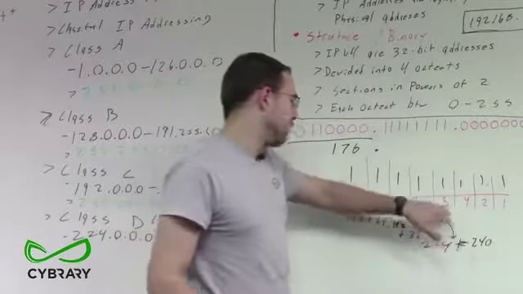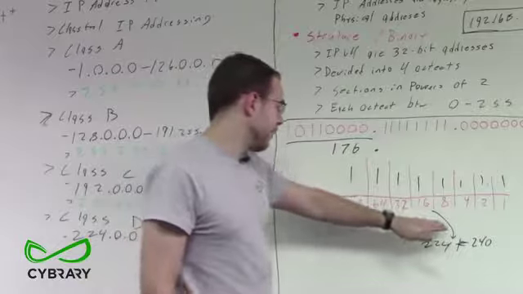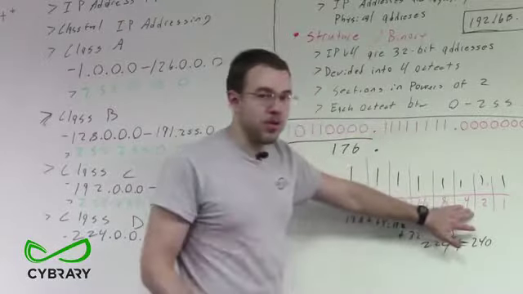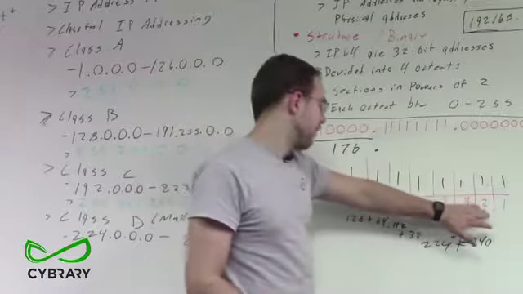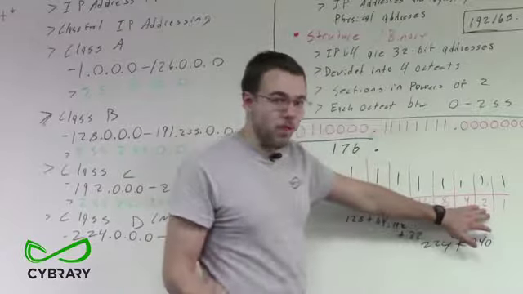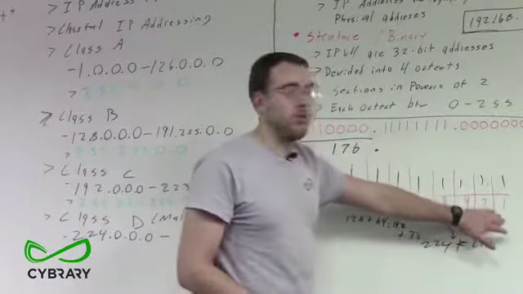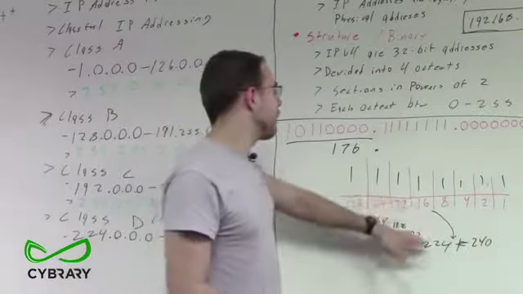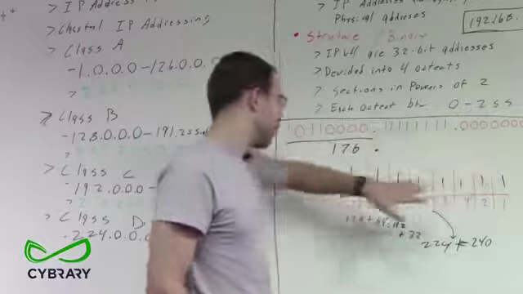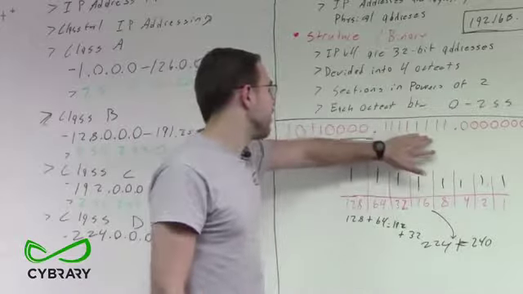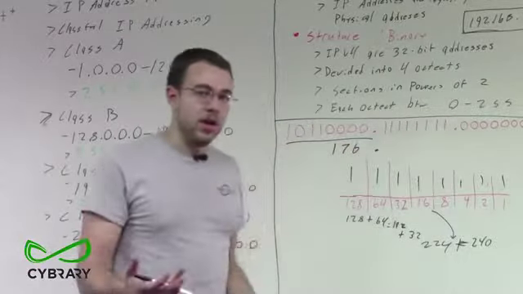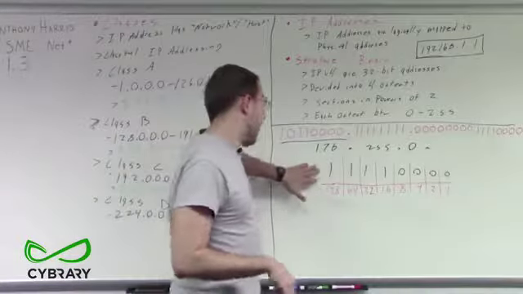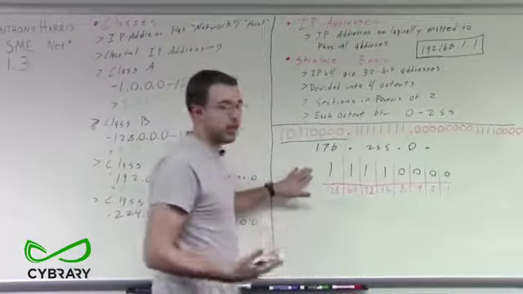Now our 240 plus 8 is 248. 248 plus 4 is 252. 252 plus 2 is 254. And 254 plus 1 is 255. So that's why our highest number is 255, because when all of the places in our octet are on, our number is 255.